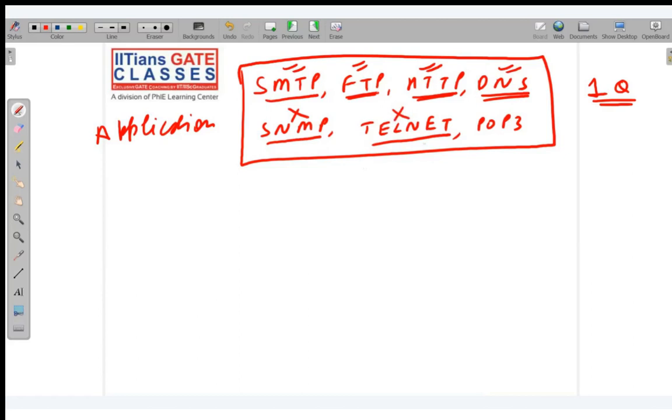POP3, Post Office Protocol version 3. This is in GATE syllabus, we will study it.